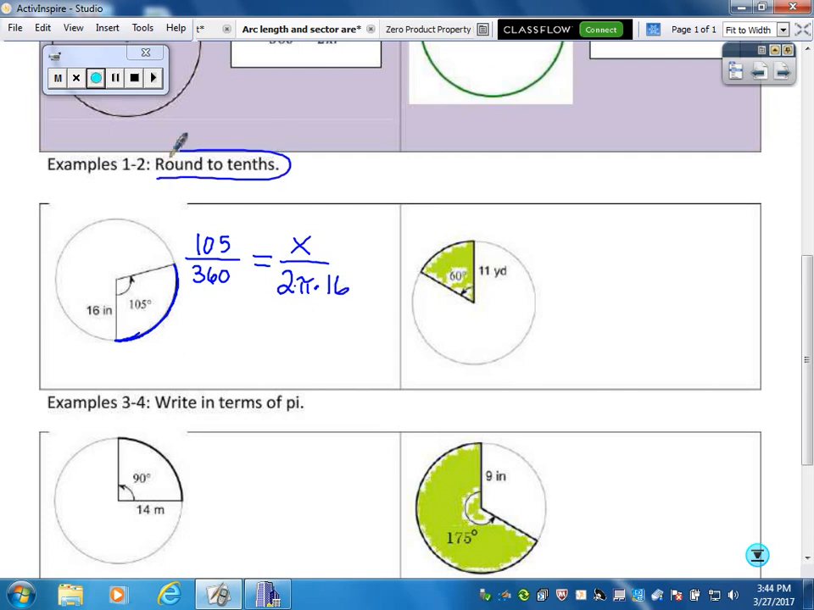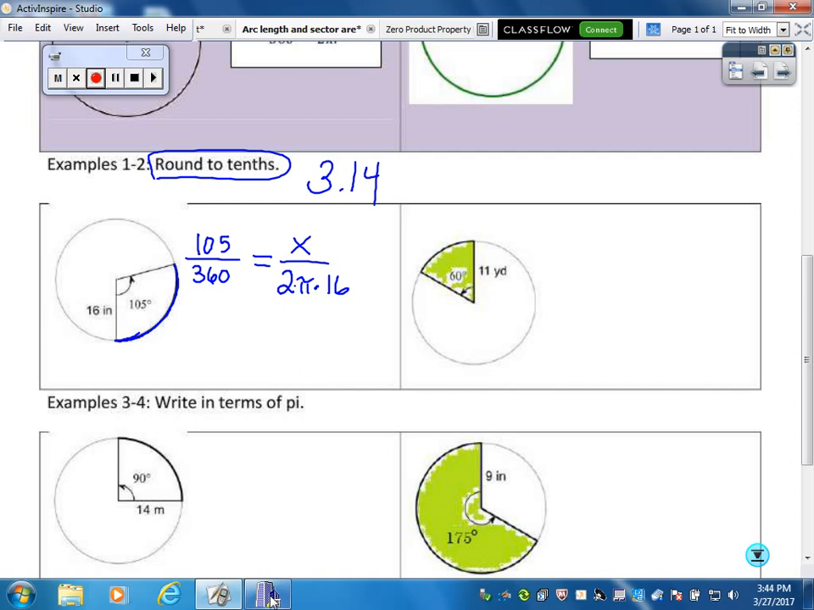Now we want to round this to the tenths. That means we're allowed to use 3.14 for pi. Your calculator has a pi button as well, but I prefer you just use 3.14. That's what the SOL is going to use, and that's just going to mean we're all getting the same answer at the same time. So what we need to do is just cross multiply and divide. I need to go ahead and solve for this little section right here.